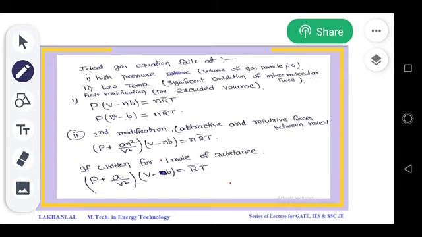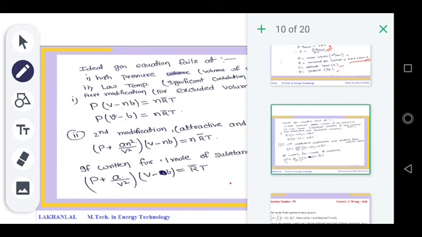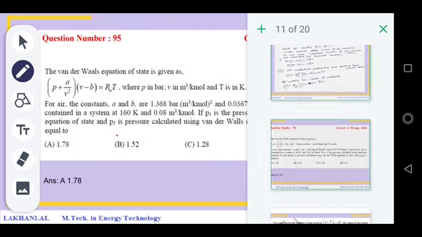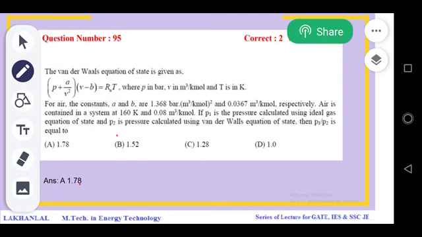Now, where does the ideal gas equation fail? At high pressure, when you force the gas molecules to interact with each other, and at low temperature, when they have sufficient time to interact with each other. So it fails at that point. This slide we have already covered. Now come to some questions.